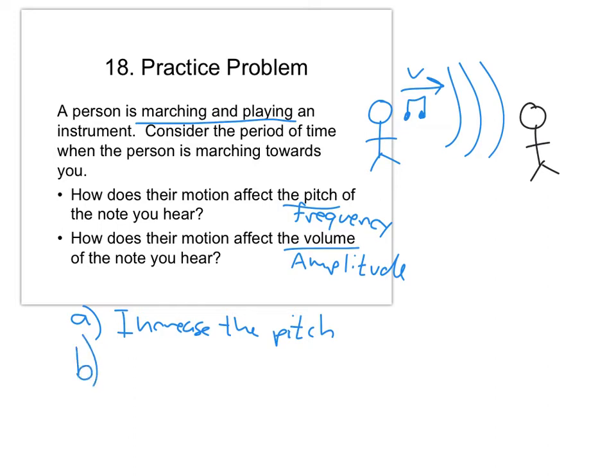Amplitude, on the other hand, is not affected by that motion. The Doppler effect is solely about the frequency, so there is no change to the volume when they're moving towards you, other than the fact that being in close proximity obviously means it's louder, but that motion by itself does not actually change the volume. It just will get louder because they are closer to you than when they were further away.